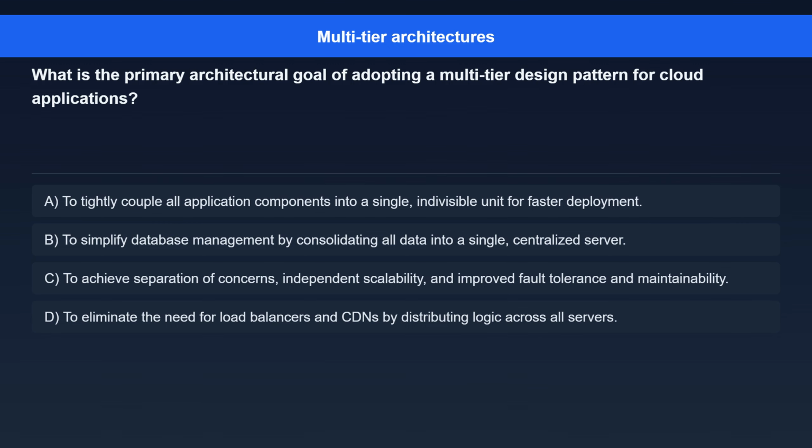Question 1. What is the primary architectural goal of adopting a multi-tier design pattern for cloud applications? Option A. To tightly couple all application components into a single, indivisible unit for faster deployment. Option B. To simplify database management by consolidating all data into a single, centralized server.